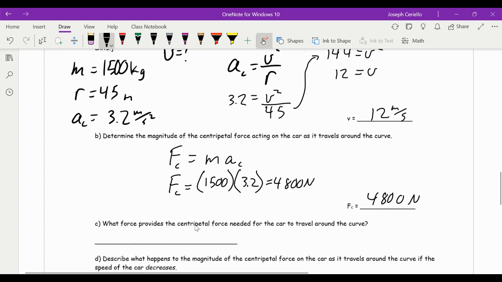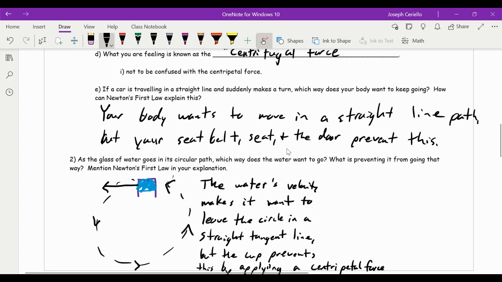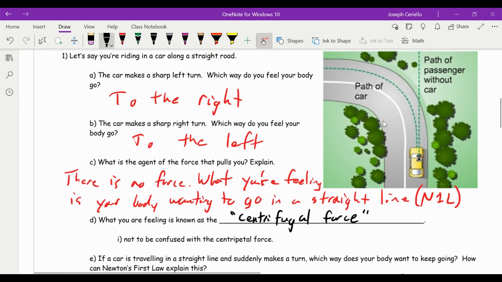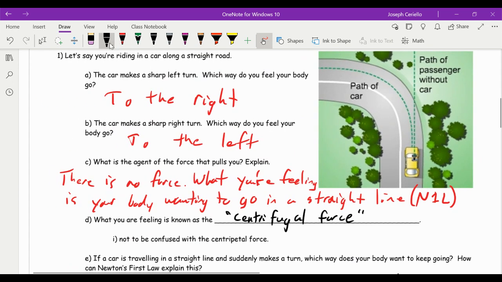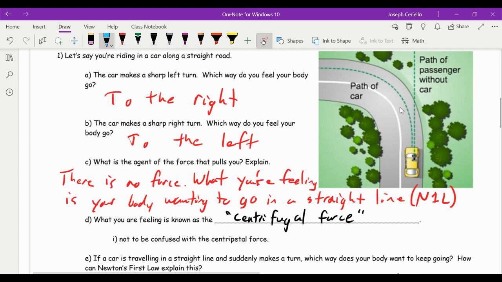So what force provides the centripetal force needed for the car to travel around the curve? Like, what is the agent of the centripetal force? Is it gravity? Is it tension? Is it friction? What is it? Well, think to yourself, if I'm driving on a road, and actually let's look at the picture up here, and I want to make this turn to go in a circular path. What would happen if I were to put a patch of ice right here?